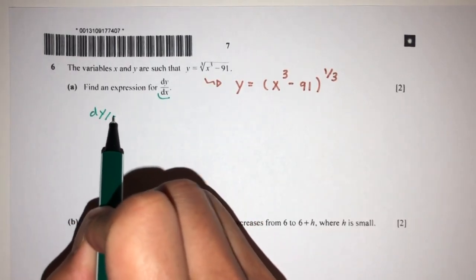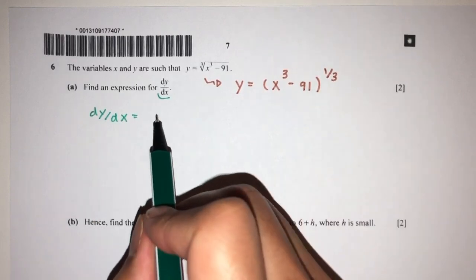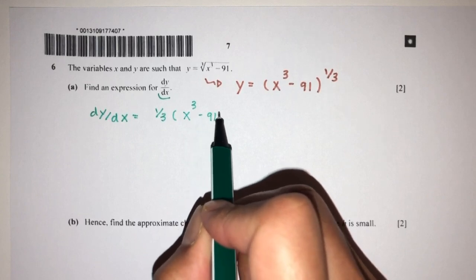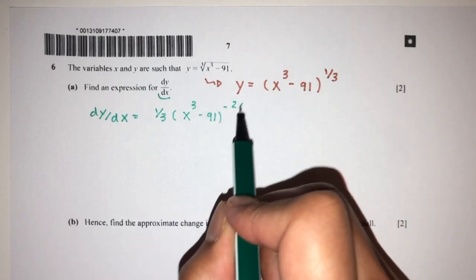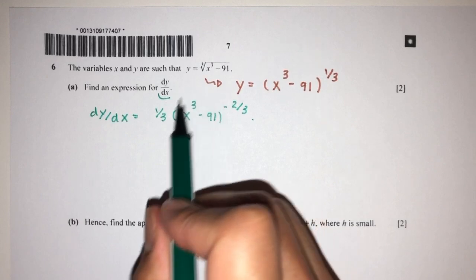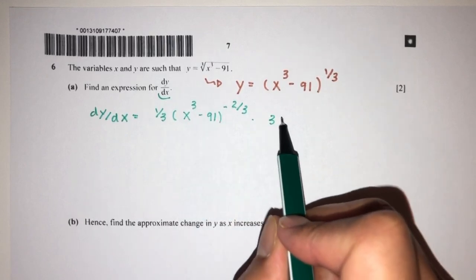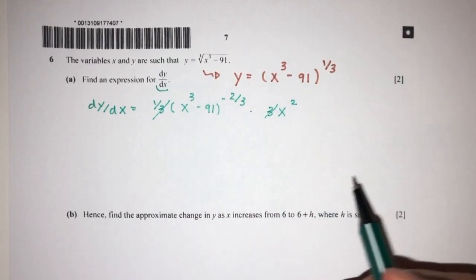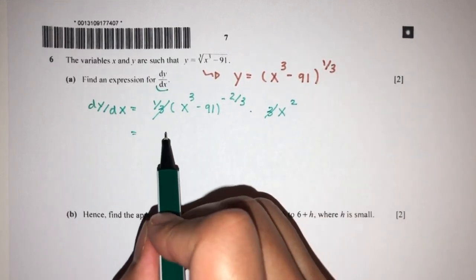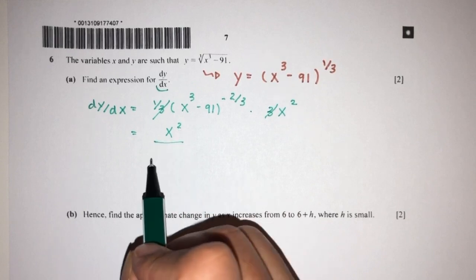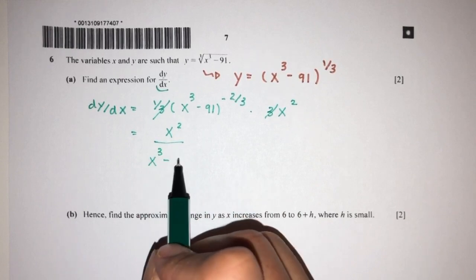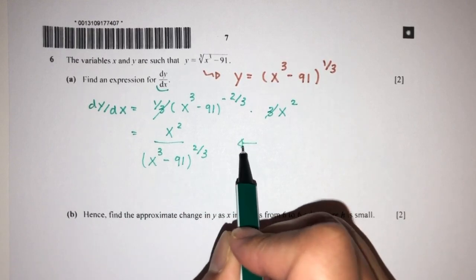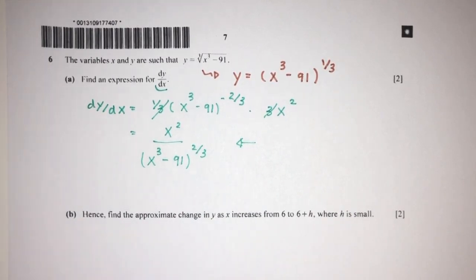So dy by dx will be what? First you multiply by the power, then you minus 1 from the power, so 1 over 3 minus 1 is minus 2 over 3, and multiply by dx of the value inside, that will be 3x squared. So simplify, this and this will cancel out, right? And you will have x squared over (x cubed minus 91) to the power of 2 over 3. This is dy by dx for part 1 of the question.